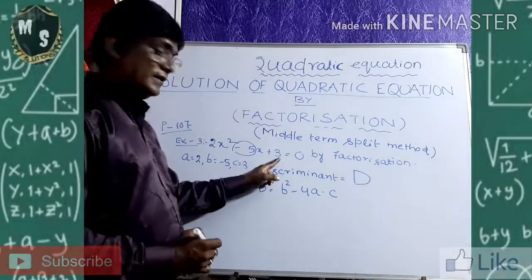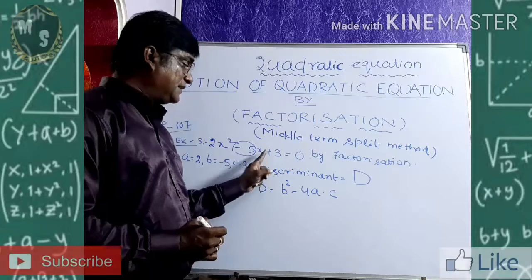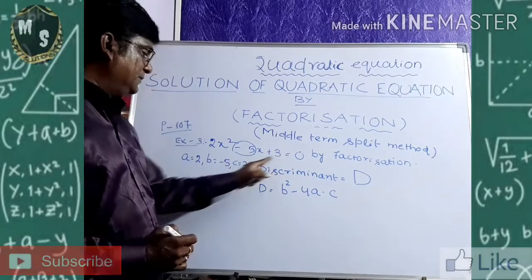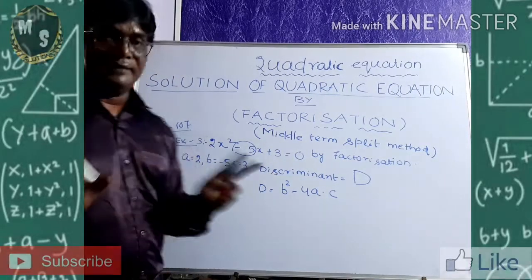C is plus 3. Take it with sign. Plus 3. If it is minus, then minus 3. Now it is plus 3. So A, B, C has been taken.